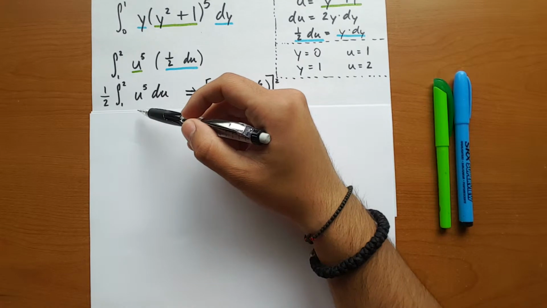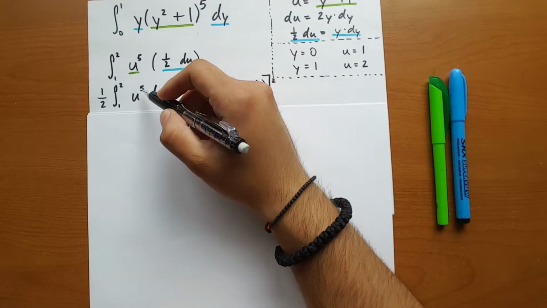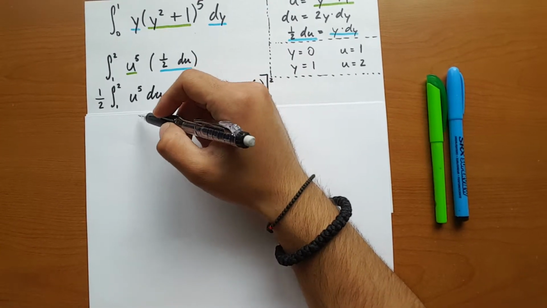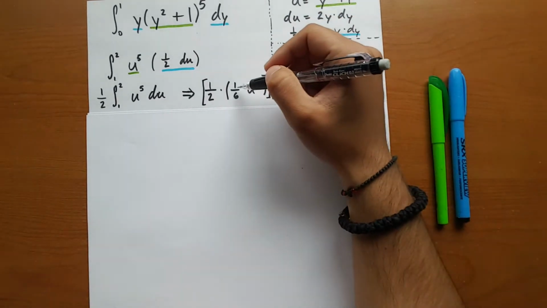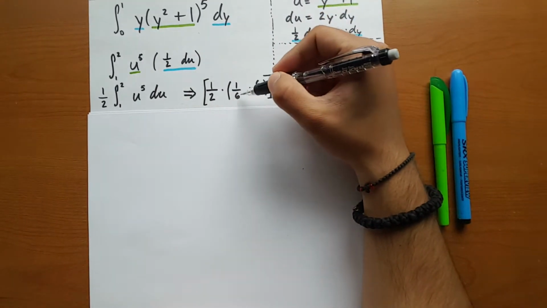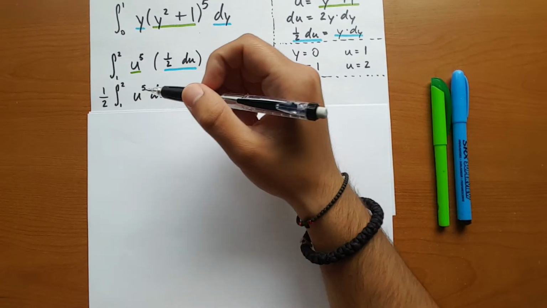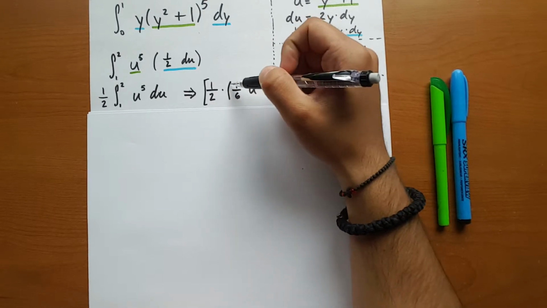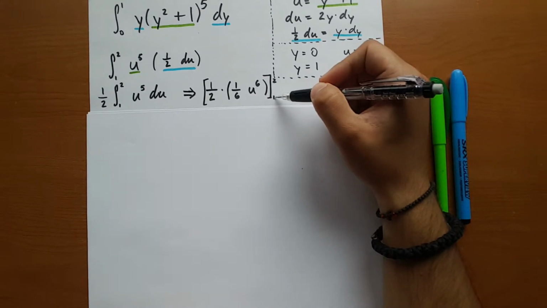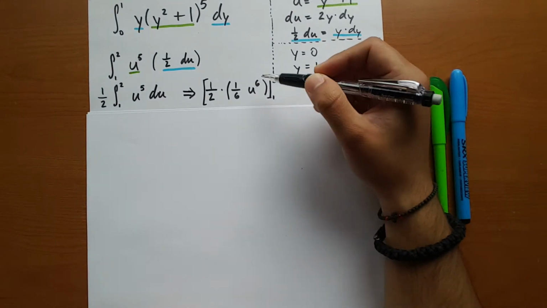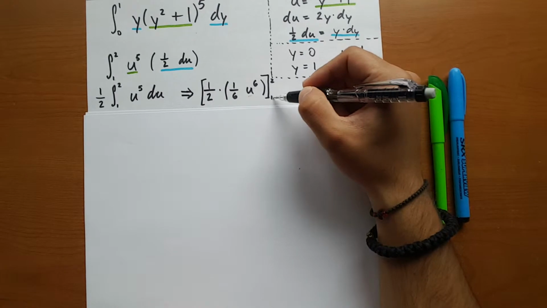So then we just continue to take the integral, which in this case, to take the integral of u to the fifth, it would be u to the sixth divided by 6. You divide by whatever your exponent ends up being. So in this case, the integral of u to the fifth would be 1/6 times u to the sixth. And we keep the 1/2 that's out front. We don't take the integral of that. So it's 1/2 times, in parentheses, 1/6 u to the sixth. And then we still have to evaluate this with the bounds in terms of u, from 1 to 2.